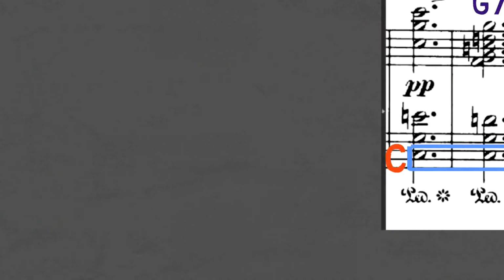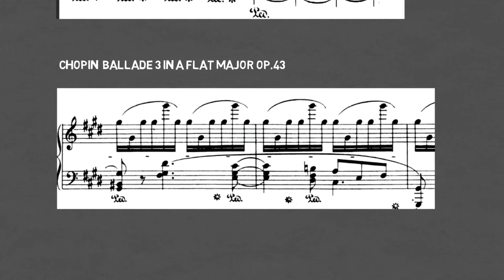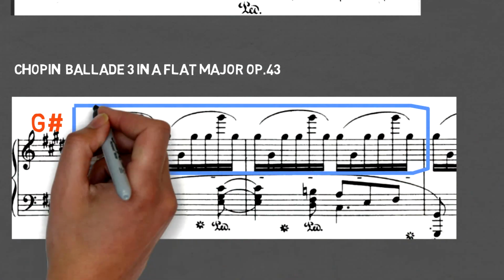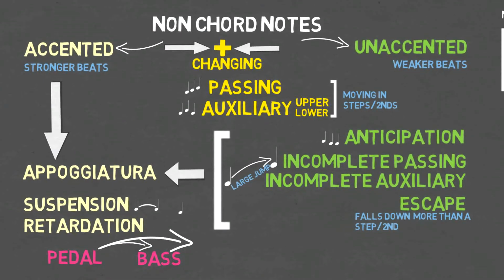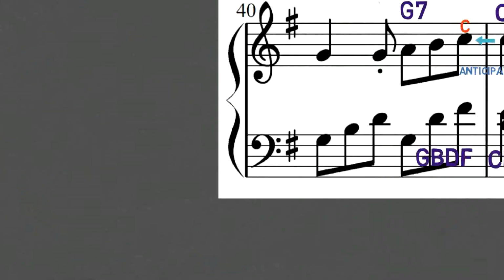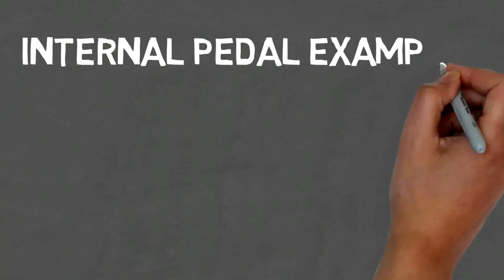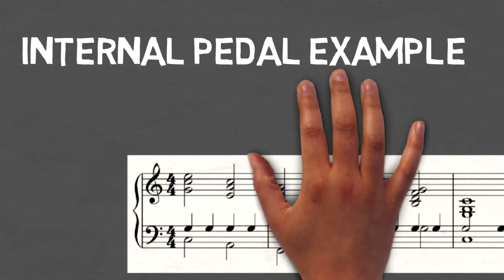In Chopin's Third Ballad, the pedal note is G sharp, which occurs on the top voice. In this case, it is called an inverted pedal. Similarly, if the pedal note occurs in the inside voices, it is called an internal pedal. Now, unfortunately, I could not find an example for internal pedal, so I made up this simple passage.